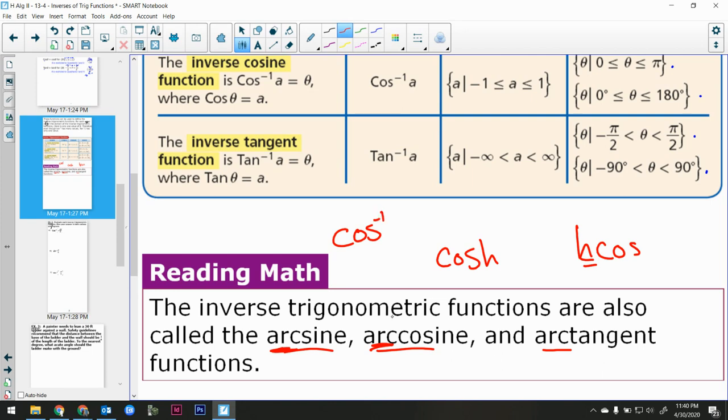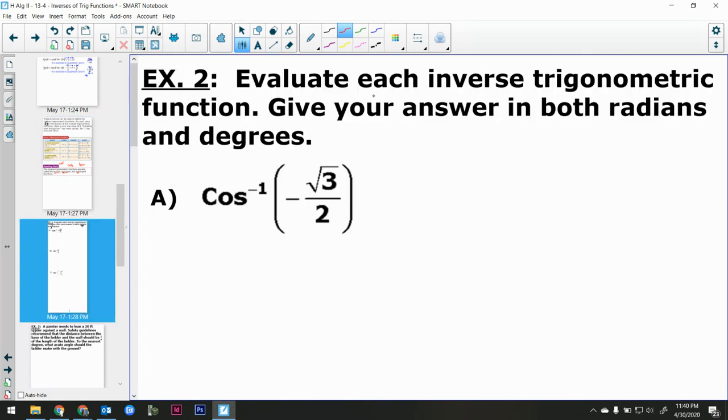That's just inverse sine, inverse cosine, inverse tangent. If you ever see that or this, that's only shown in higher level stuff, though I've seen this in weird places before with the arc there. Yeah, that just means inverse. Okay, so evaluate each trigonometric function, and give your answer in both radians and degrees.